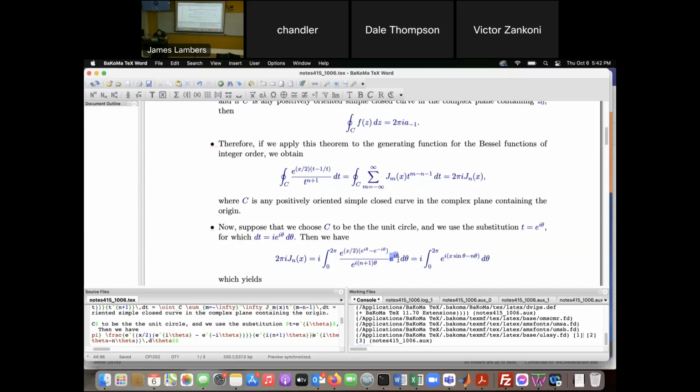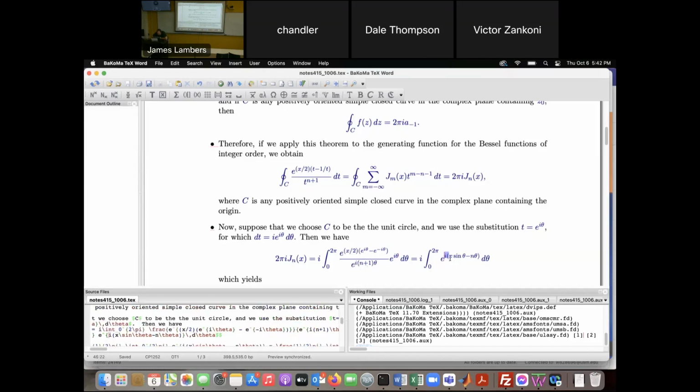And then this e to the i theta will cancel with the e to the i times 1 theta down here. We're still going to have e to the i n theta in the denominator, but we just bring that upstairs. So once we simplify as much as we can, then this is the exponential that we get.